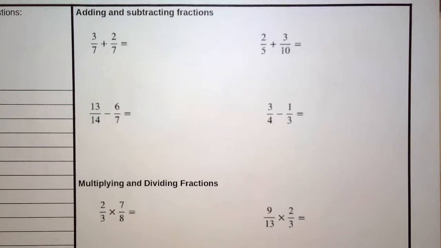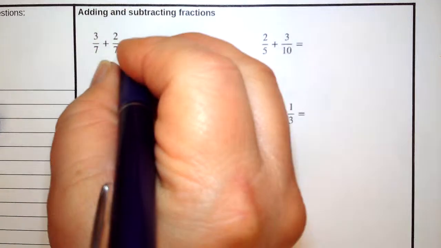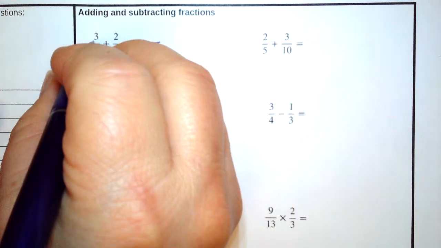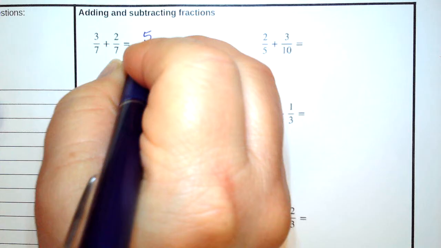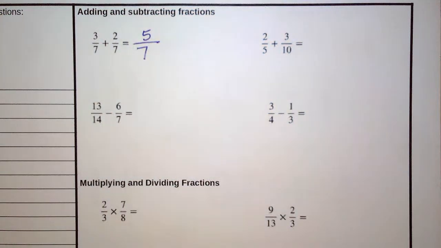Okay, addition and subtraction. By this time, I would hope that you could do the first one on your own. Can you do that on your own? I'll give you a few seconds here. Okay, same denominator, so all I do is add the numerators. 3 plus 2 is 5 over 7. Done. 5 and 7 are both prime, so I cannot simplify it.